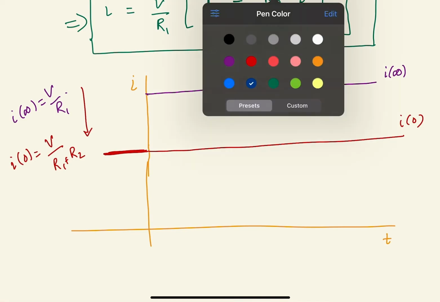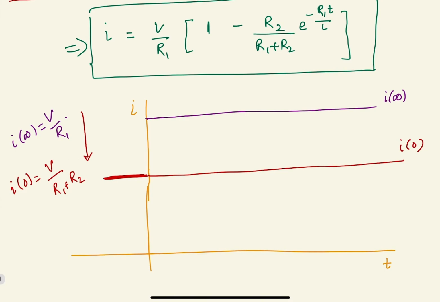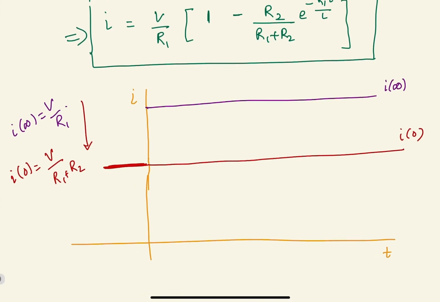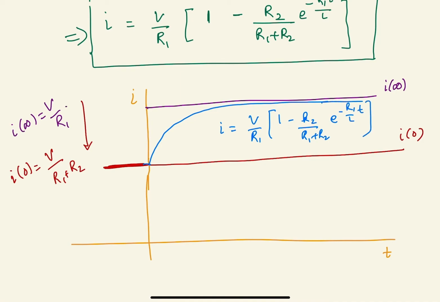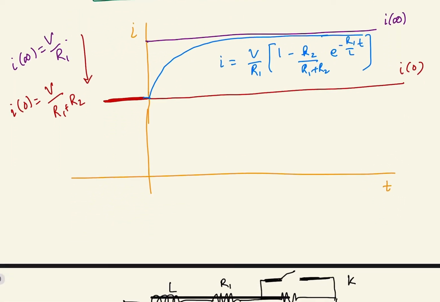Now if you were to calculate the total current, it will take this form. It will be an increasing graph like this, such that the total value of the current is I equal to V divided by R1 times 1 minus R2 divided by R1 plus R2 times e to the power minus R1 by L times t. So this will be the blue curve. This will be the graph of the current through this circuit. Fine.